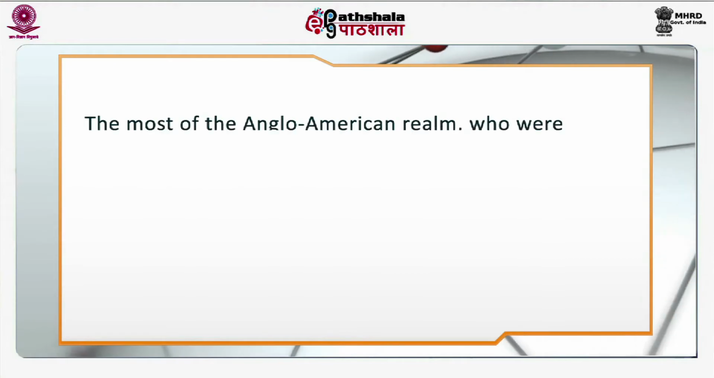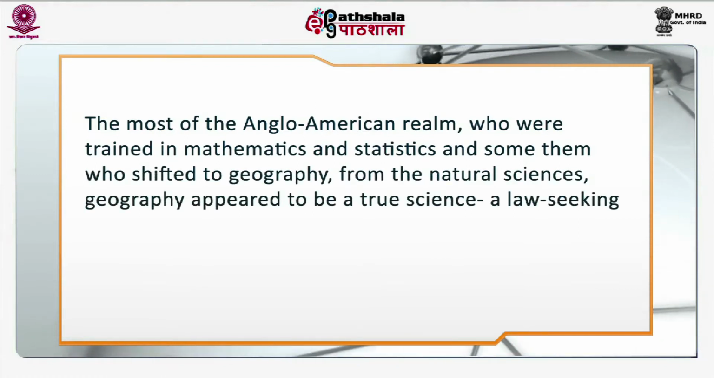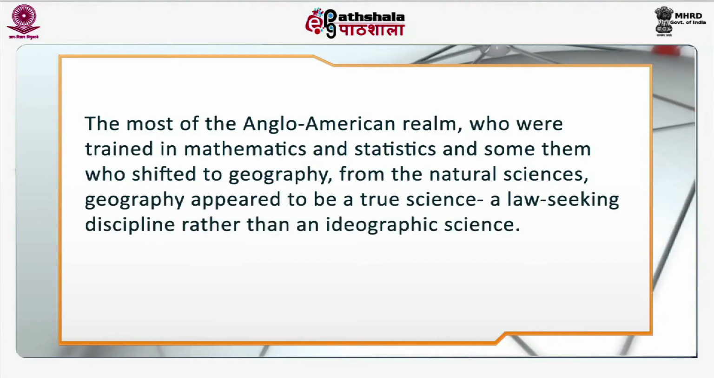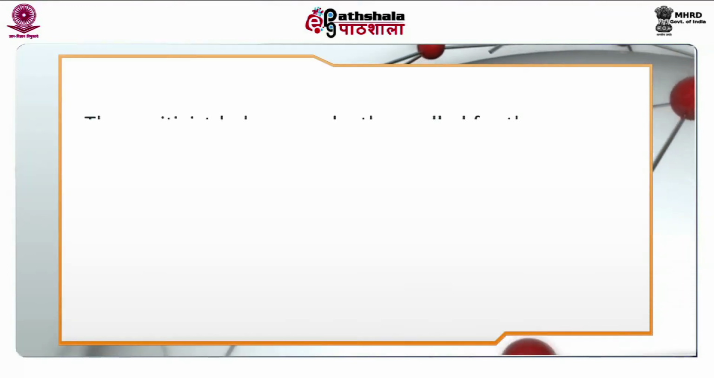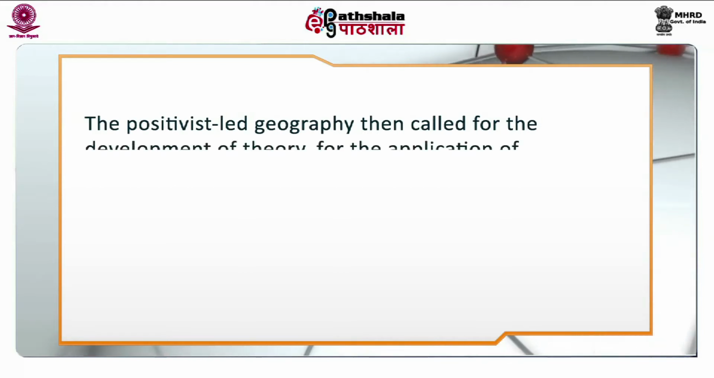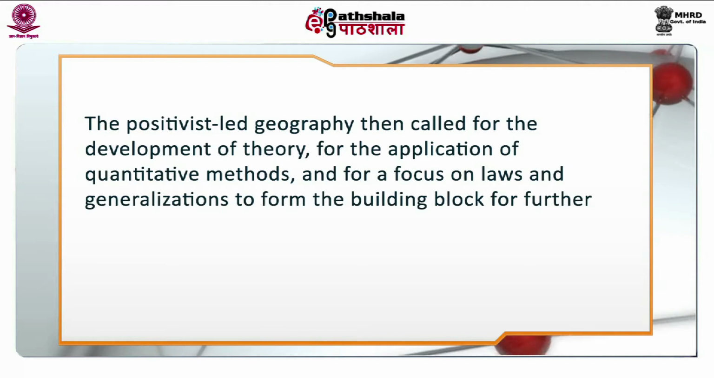Most of the Anglo-American scholars were trained in mathematics and statistics, and some of them shifted to geography from natural sciences, as geography appeared to be a true science, a law-seeking discipline rather than an ideographic science. Much fundamental research in geography has not been concerned with a high level of generalization, and it has given meaning to other research efforts which succeeded. Accurate study depends on quantification and should furnish a theoretical framework with the capacity to illuminate the actually observed distribution patterns and space relations. The positivist-led geography then called for the development of theory for the application of quantitative methods, and for a focus on laws and generalization to form a building block for further nomothetic researchers.